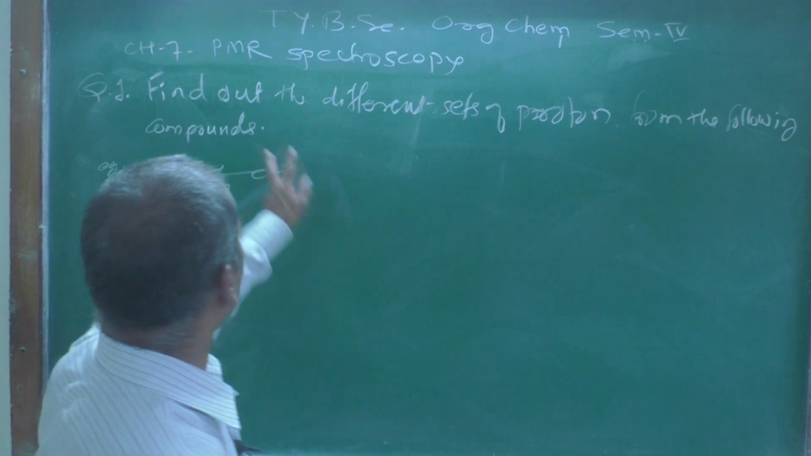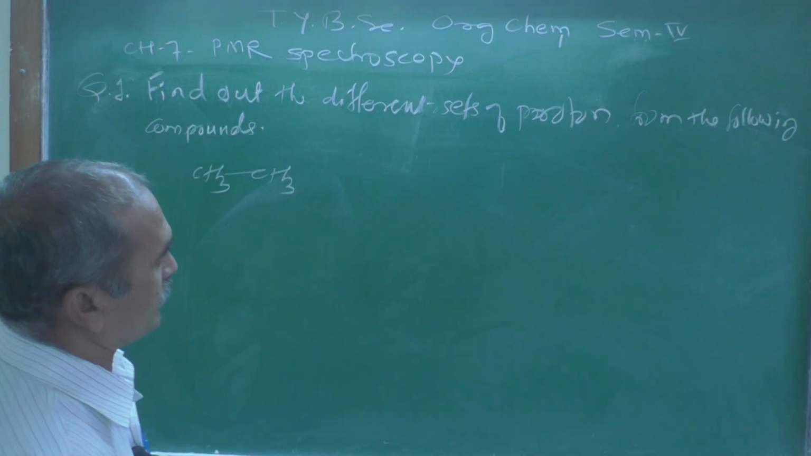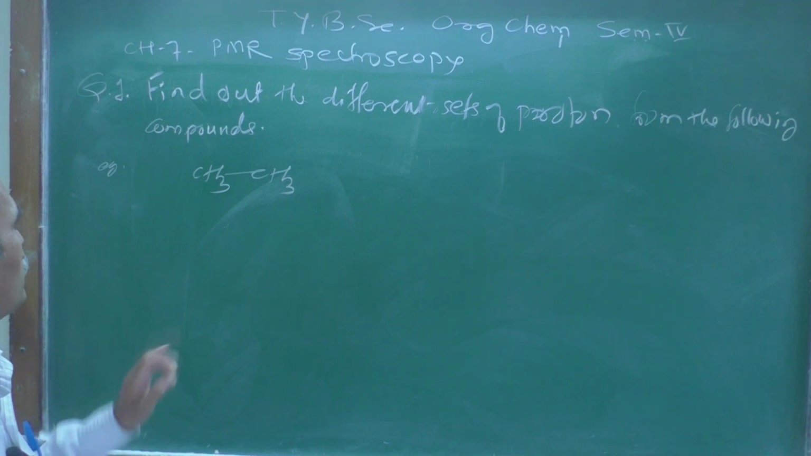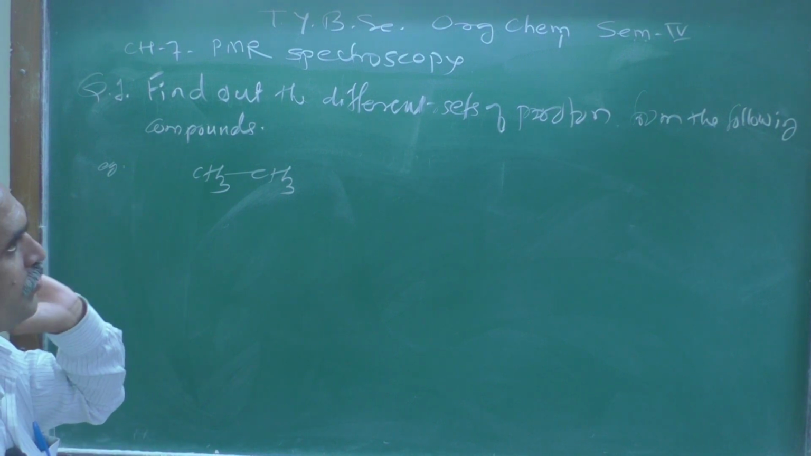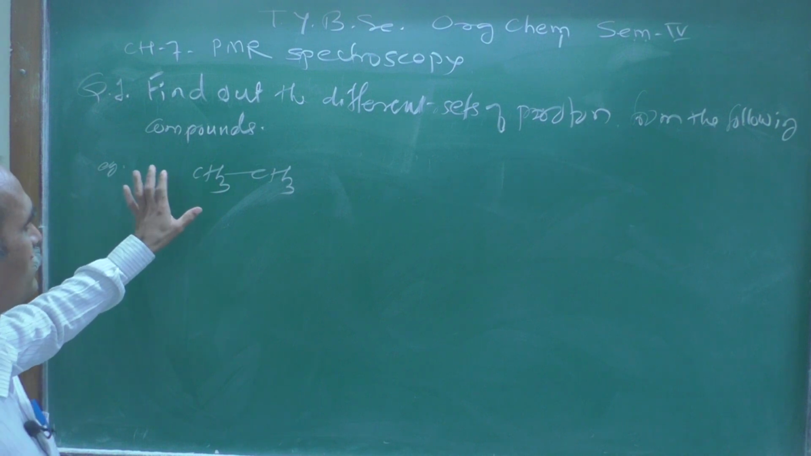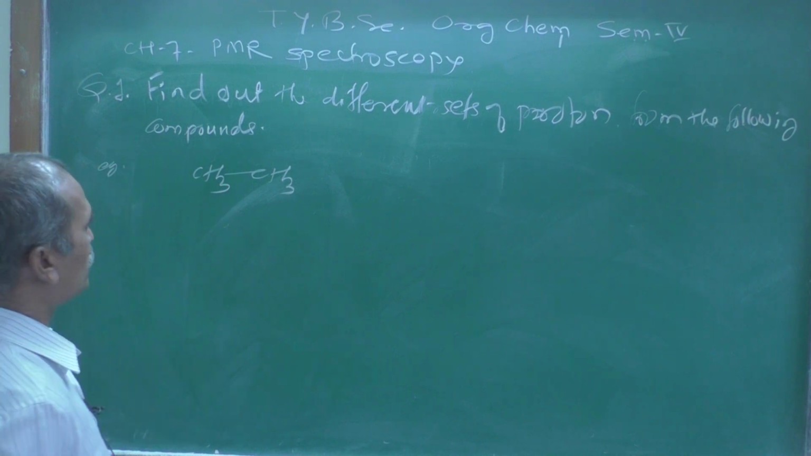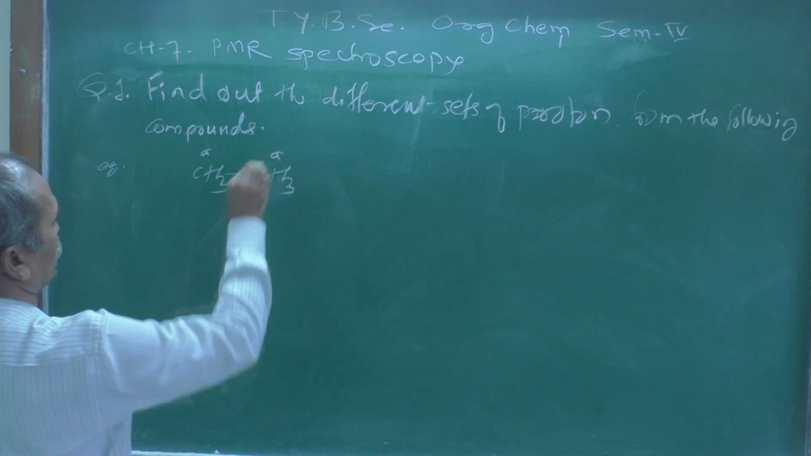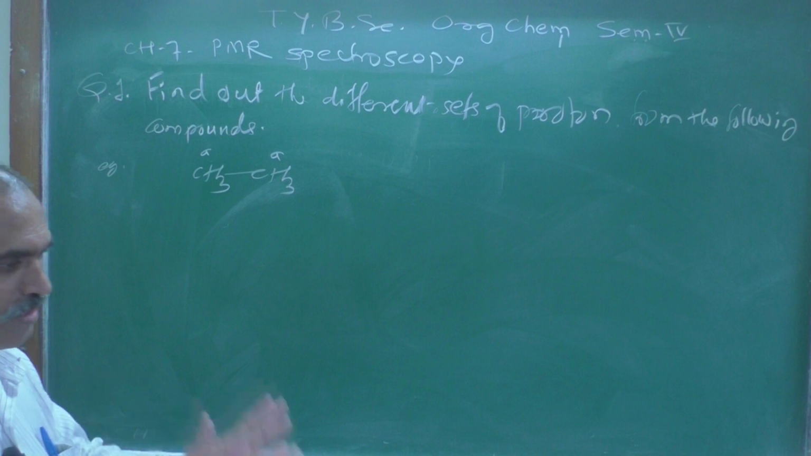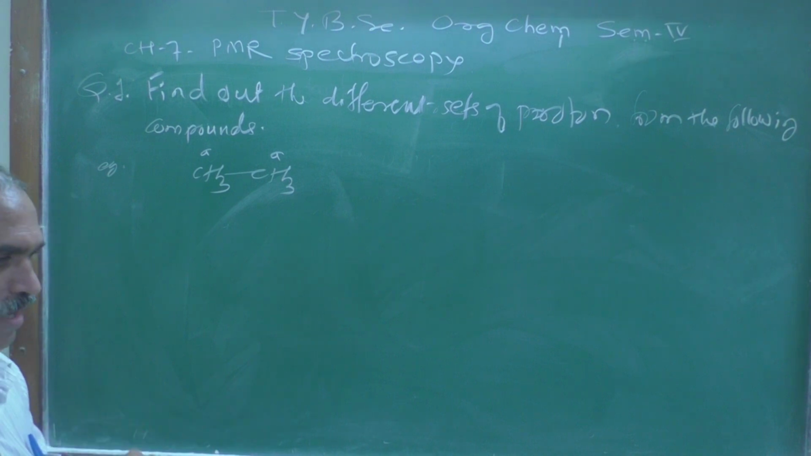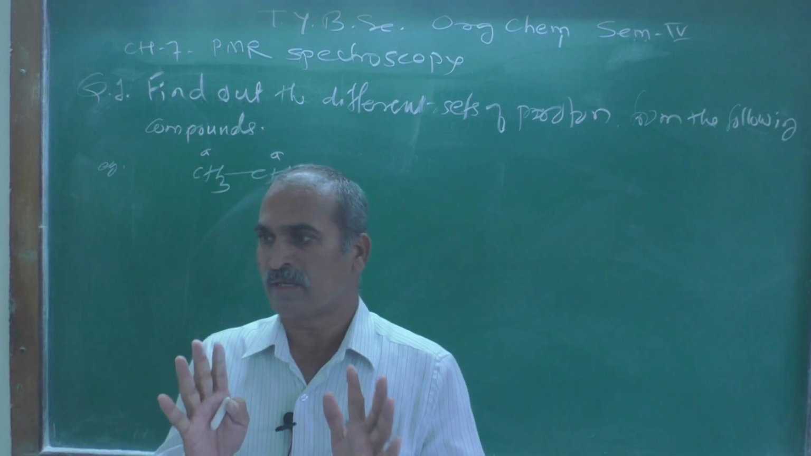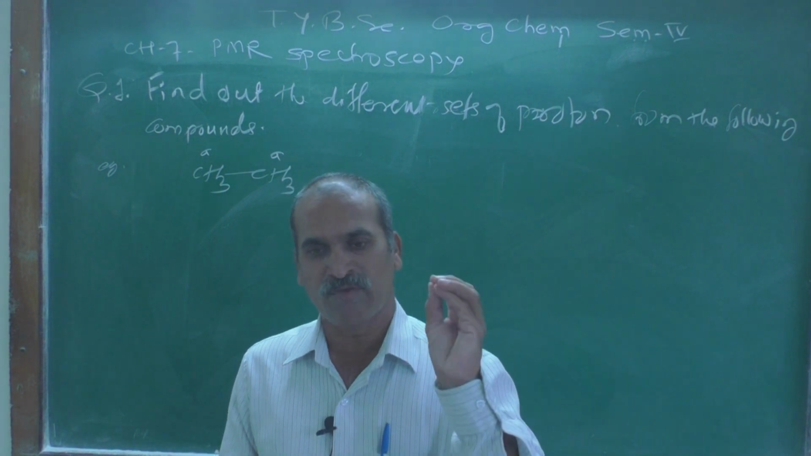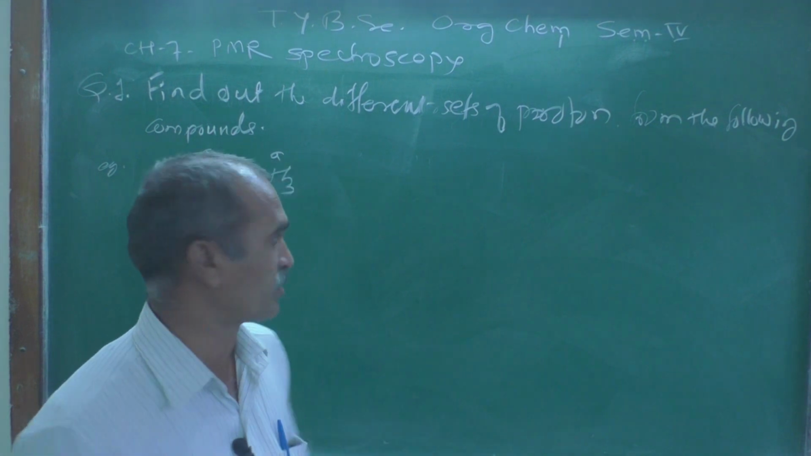Now, see the nature of the question. What is there in the question, that you have to understand first. Find out the different sets of proton from the following compounds. The simplest compound is given, that is ethane. You can see here A, this is also A. Both the methyl groups have identical chemical environment around them, and therefore only one set of proton is present over here.